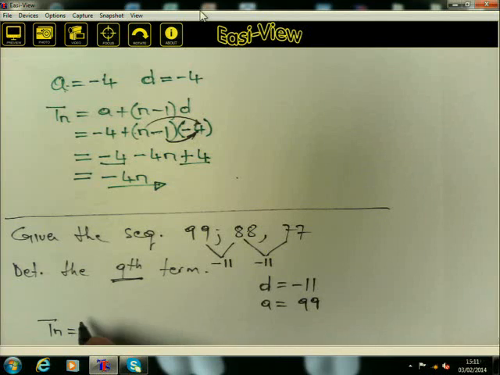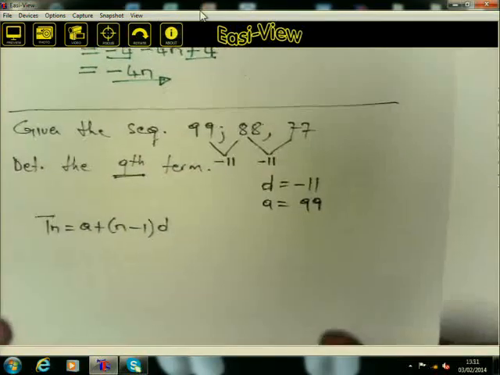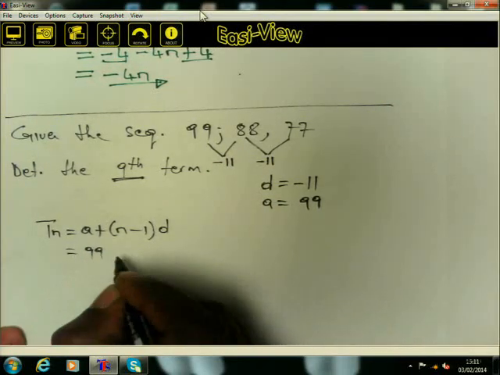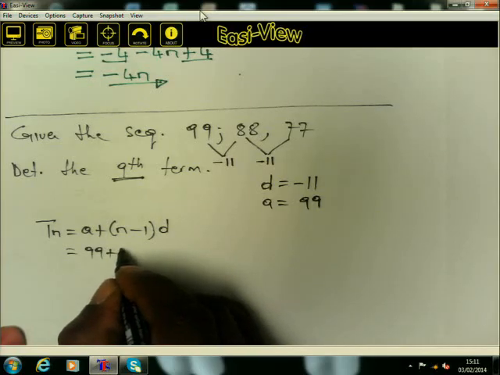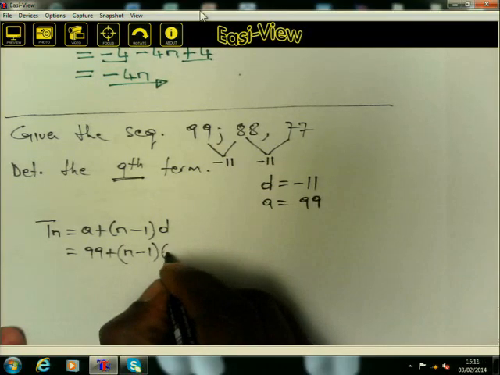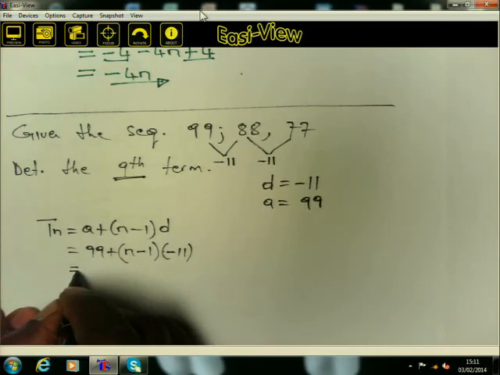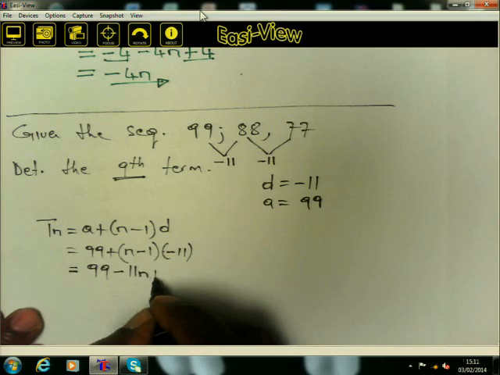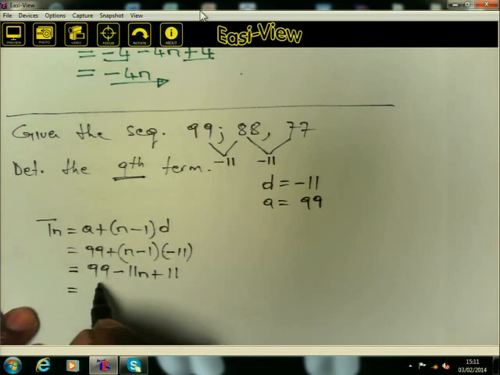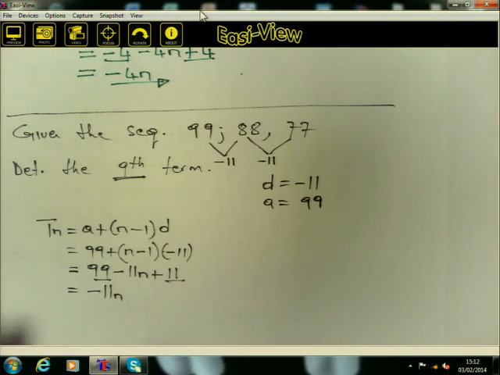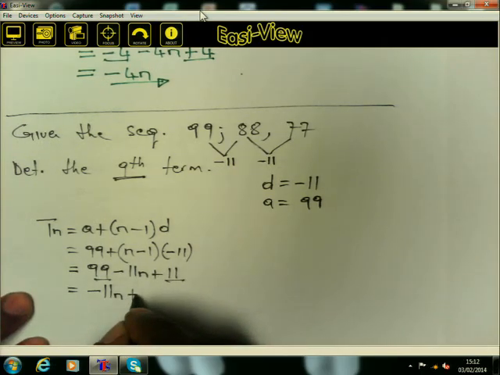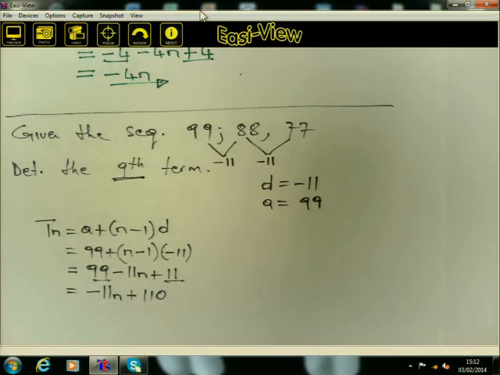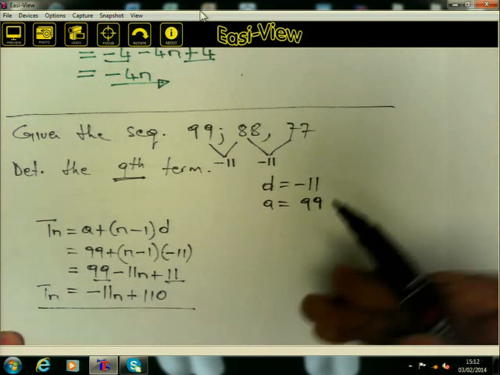So for term number 9, it means we'll go back to the general term. Tn is given by a plus n minus 1 multiplied by the difference. We substitute there. A is 99. You add n minus 1 multiplied by negative 11. Ultimately, we are going to have 99 there. And then we multiply there to get minus 11n. And then you add 11 there. So this and that one are also like terms. So we have minus 11n. 99 plus that one is going to give us 110. So this is 110. There it is. So this one is the general term for this particular sequence.